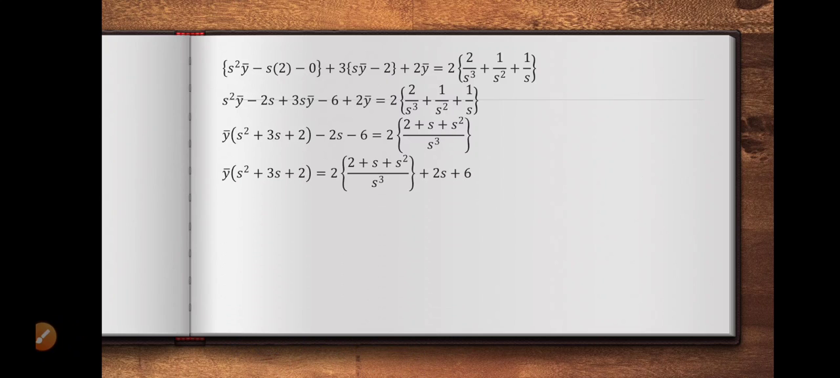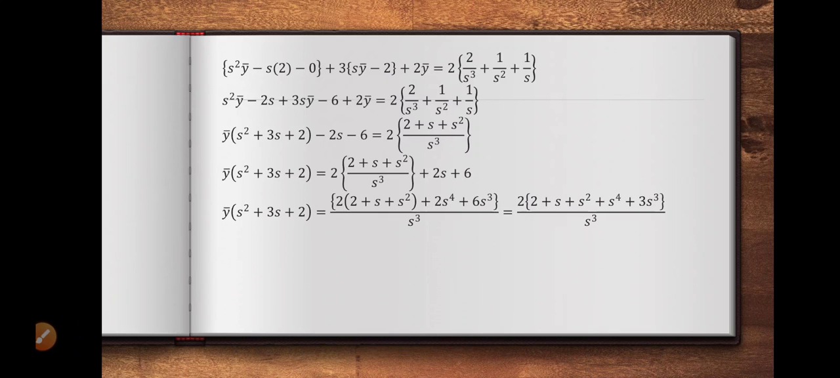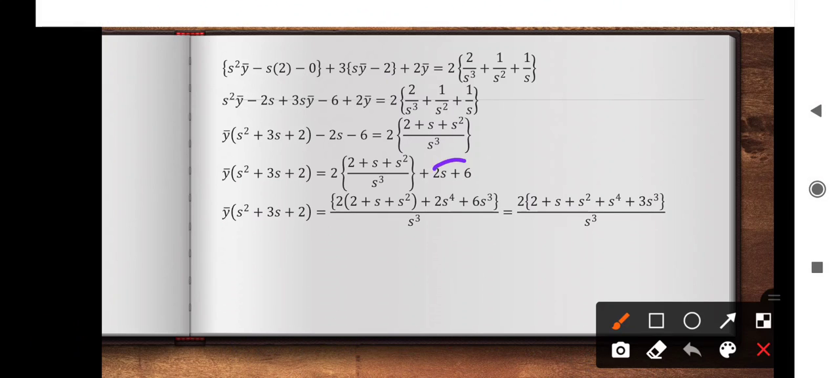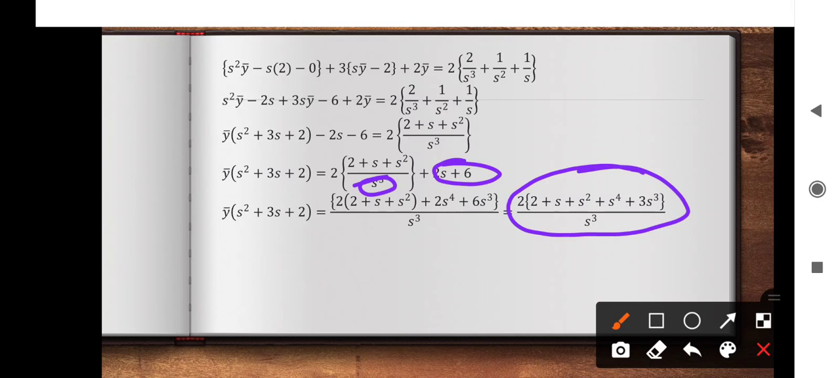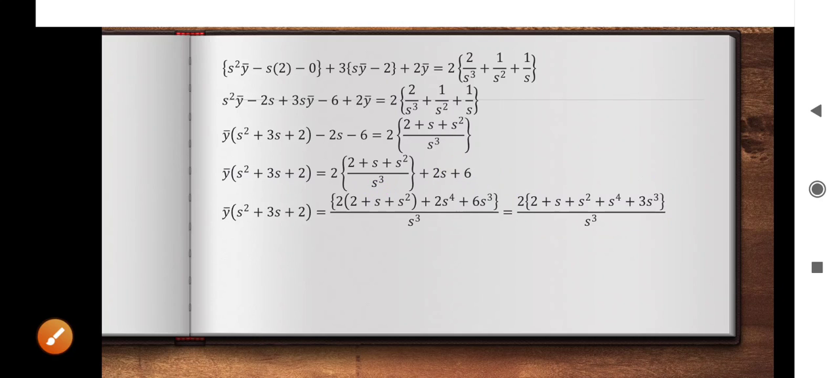Now you have to simplify the RHS by multiplying 2s plus 6, these two terms, by s cube. So you will get this simplified numerator. Now from all the terms in this numerator, 2 can be taken common, and hence the most simplified function is like this. We are interested to find y of t. So for this we require simply y bar on the LHS.